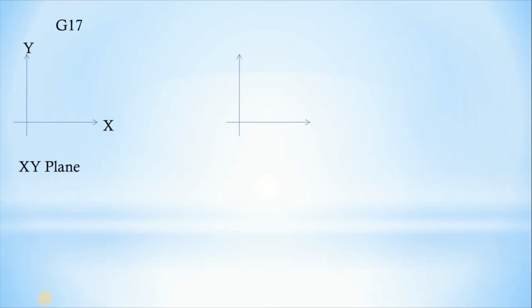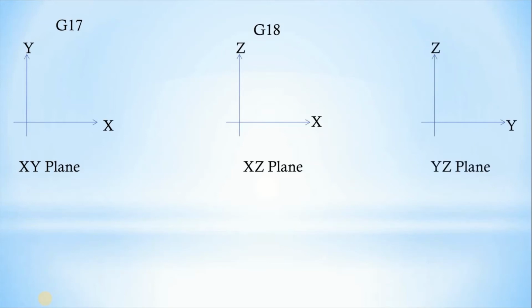Then G17 is used for XY plane movement, G18 is for XZ plane movement, and G19 is for YZ plane movement. So based on the plane in which the tool is doing the operation, we have to use either G17, G18 or G19. Based on the movement of the tool in which plane, we have to use these different codes.